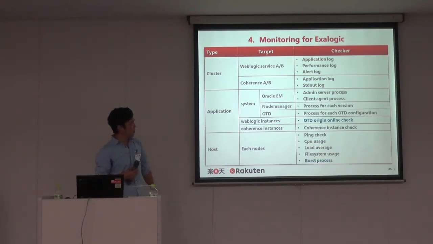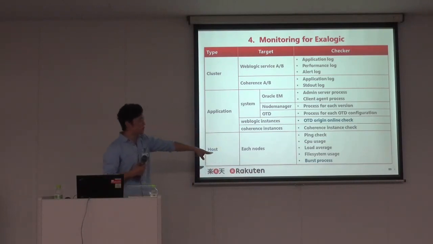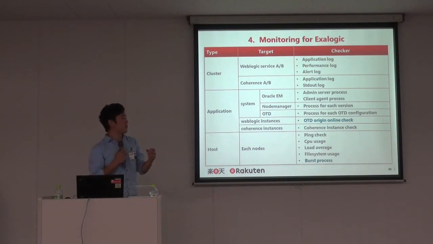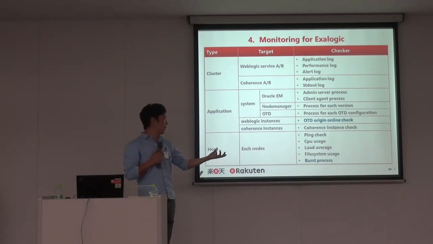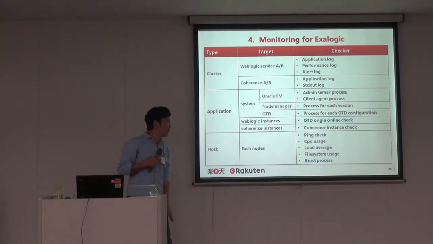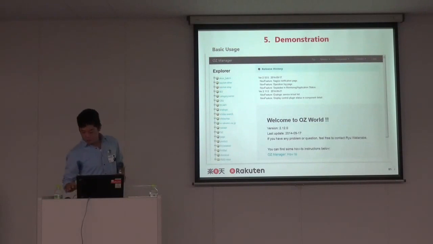This is special for ExaLogic. We're also checking the host for normal resources, and we also have the burst process check. This is also special for ExaLogic. This is checking if the compute node has any burst process, because in ExaLogic you have a lot of instances, different instances running on one node. So sometimes one process might burst and impact the others, so we have to know exactly if you have any burst process. Okay, let's move on to the demo.